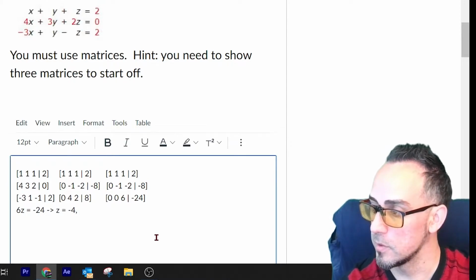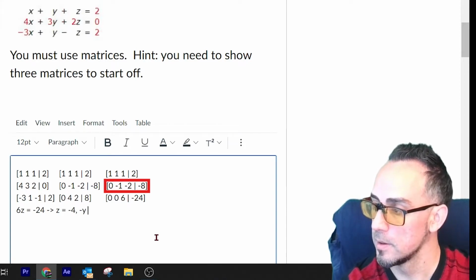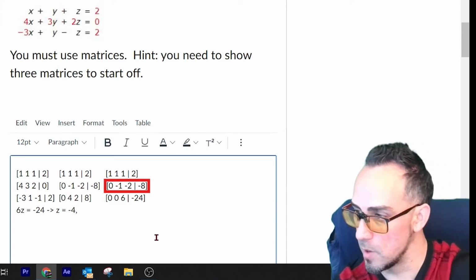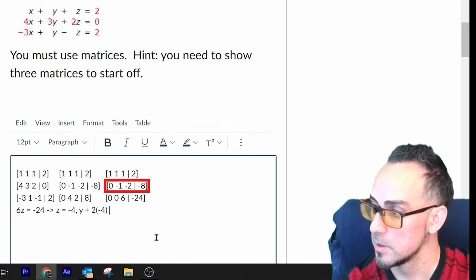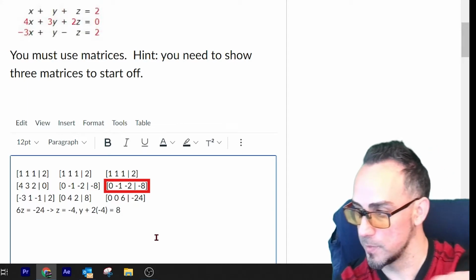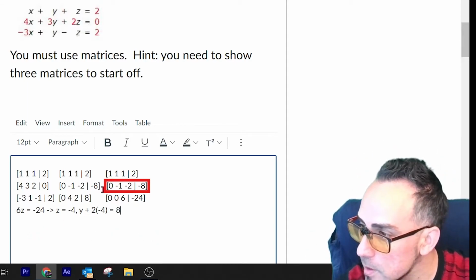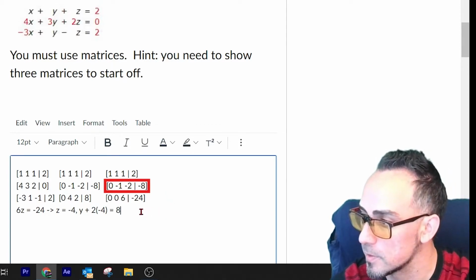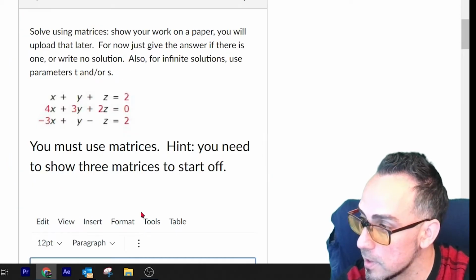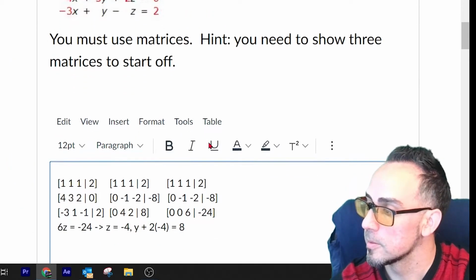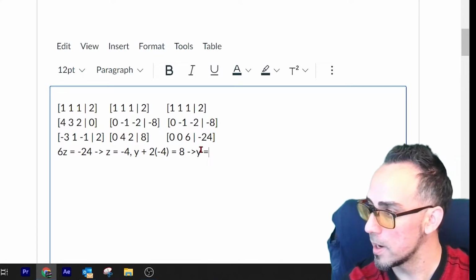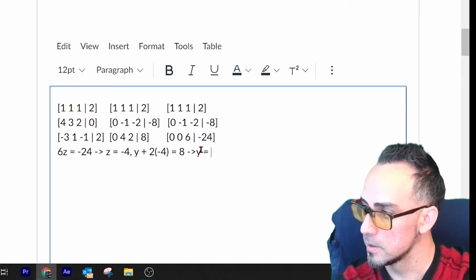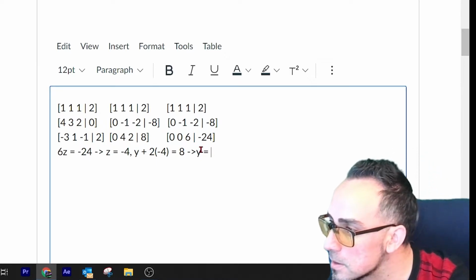Good. Now I could do -y. By the way, I'll just make that second row all positive. So y plus 2 times -4 equals 8. See, I can multiply that second row. I can multiply all these numbers by -1. So basically all those could be positive to make my life easier. To make all of our lives easier, right? So from this I get y equals 2. So that's -8. So do I get 16?